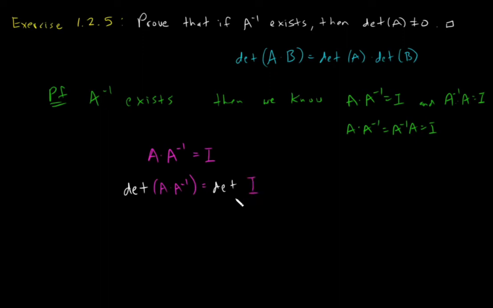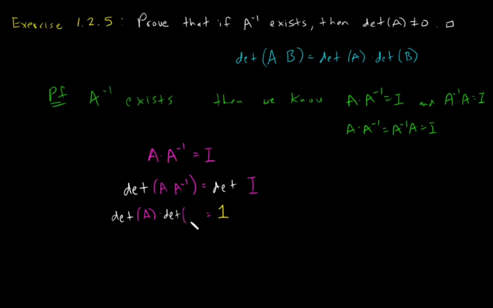Now the determinant of the identity is just 1, so let's take care of that at this moment. That's just 1. But here we have the product. We have the determinant of the product, so we can split that up using the property mentioned above. So let's split those up, and we would end up with the following. We would have the determinant of A times the determinant of A inverse.